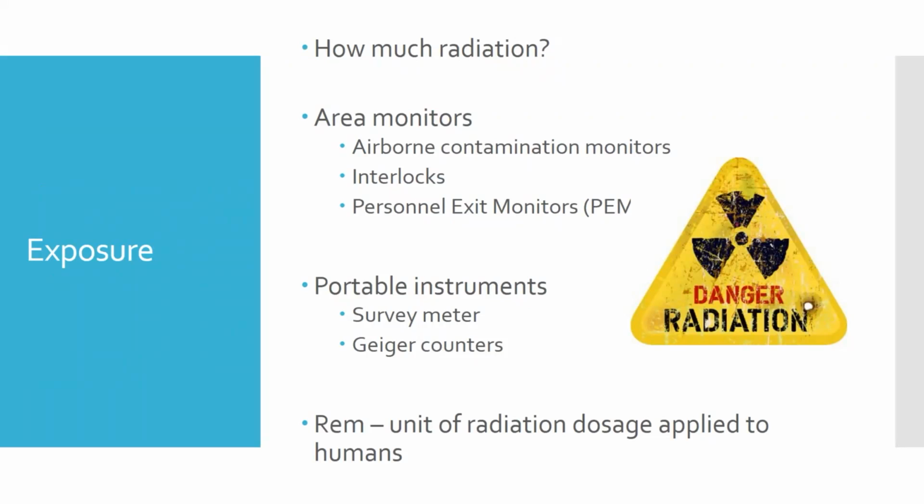And then the last one there, personnel exit monitors. As people go in and out, those actually scan and see how radioactive you've become. If you're working in a lab where these materials are around you and you're exposed to radiation, as you leave that area you're going to be giving off radiation. So you measure the radiation coming off of individuals to understand how much exposure they experienced.